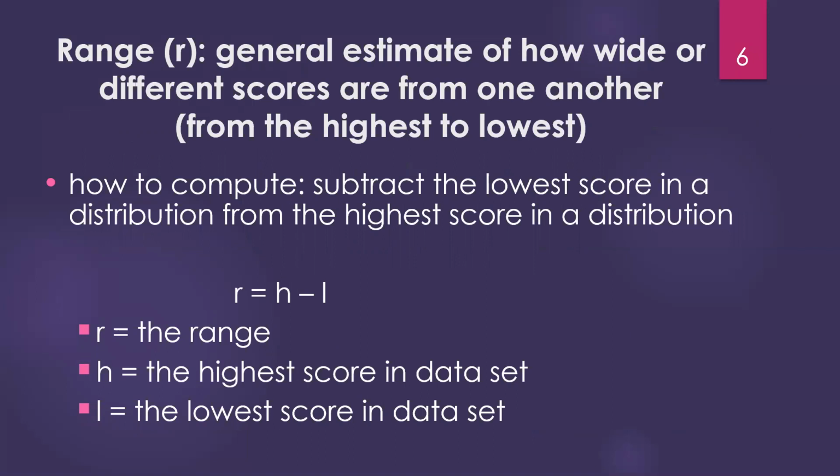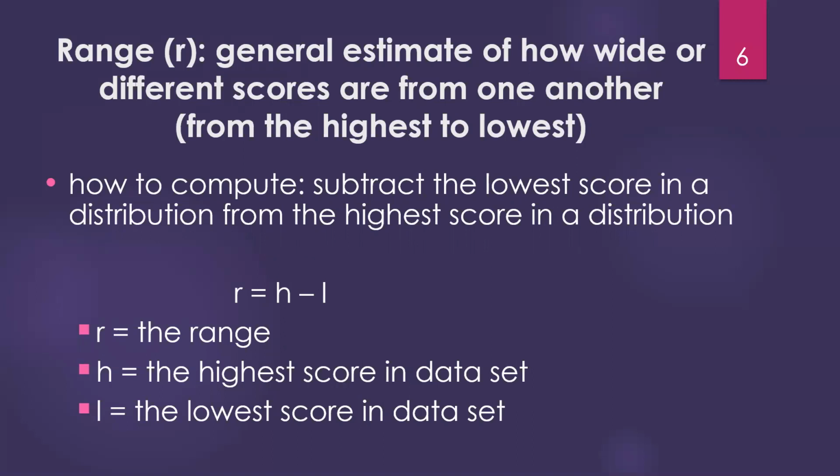The easiest or most straightforward way to calculate a measure of variability is using a measure called range. And range is just a really general estimate of how spread out or different scores are from one another. And it only takes into account the highest value and the lowest value.